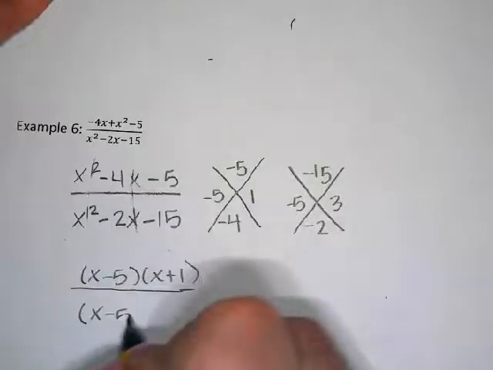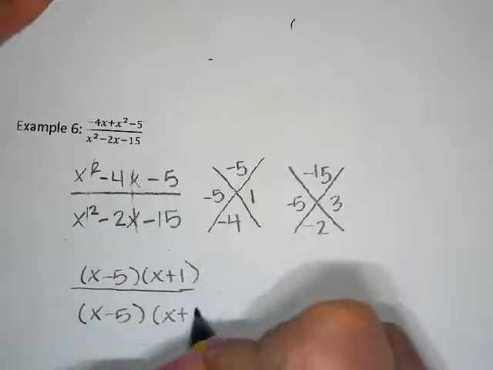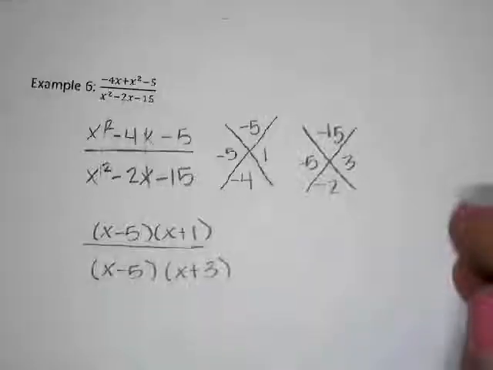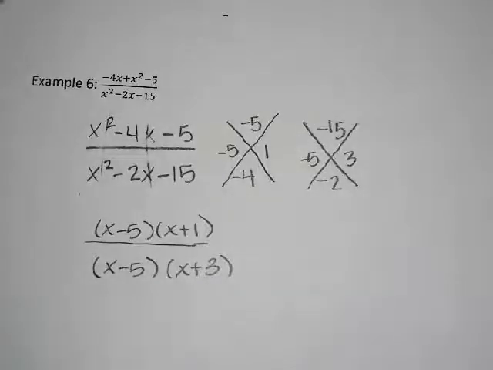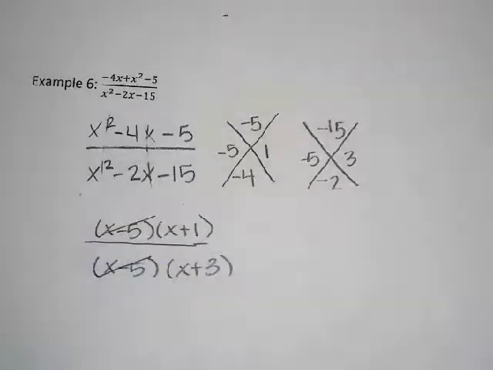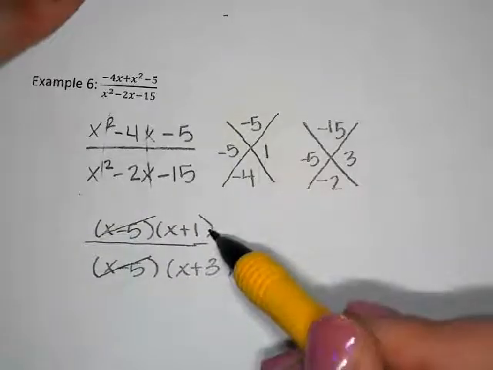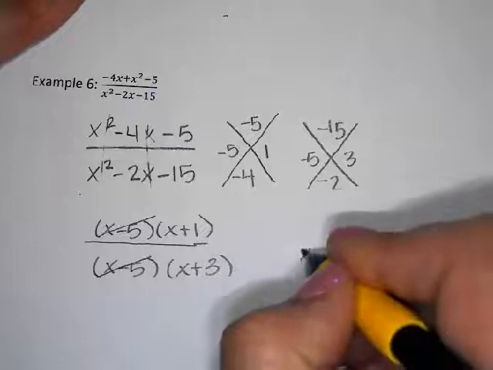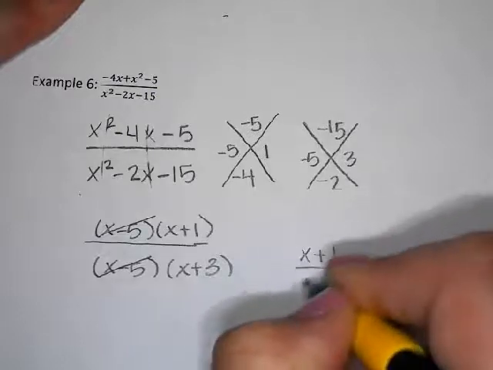And then what is identical? What cancels out? The x minus 5s are exactly the same. And then the x plus 1 and the x plus 3 are different, so they have to stay behind. So this is our answer.